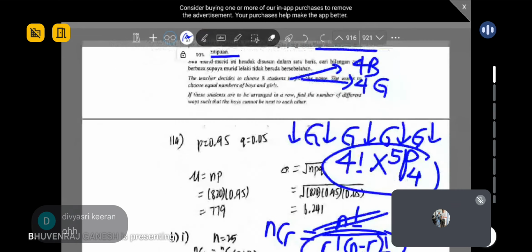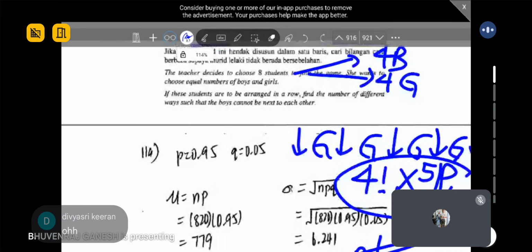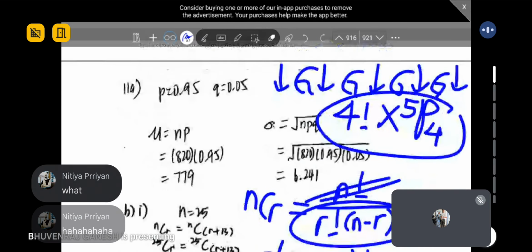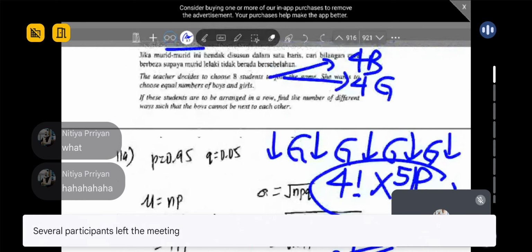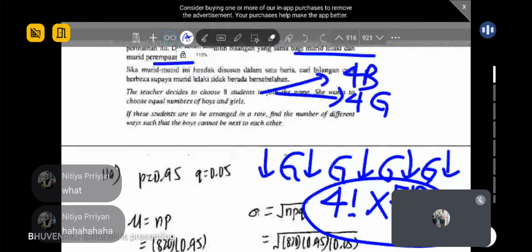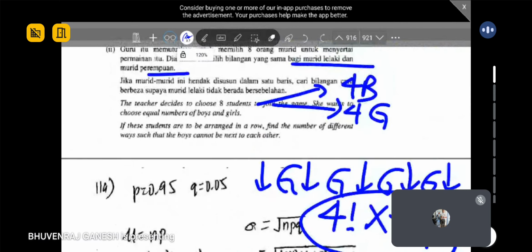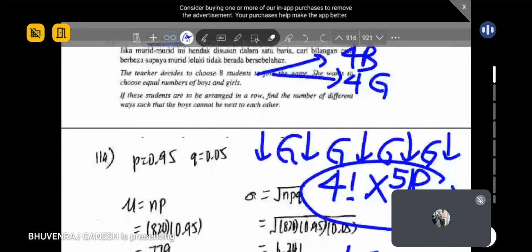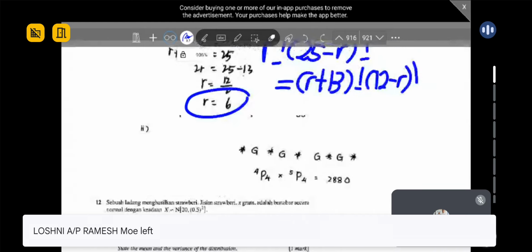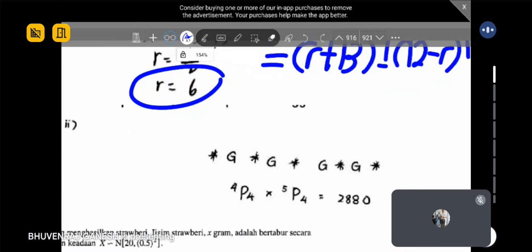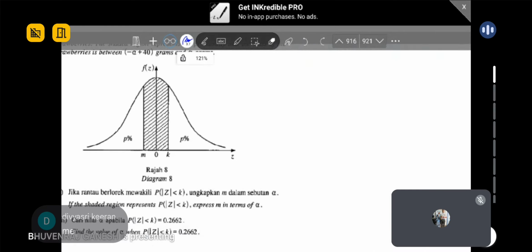Then kira jawapan saja. So simple, right? Sangat senang kan? So yeah, that's all. No need to think so complex, guys. Tak perlu fikir complex. Yang ni saja. Soalan 2. That's all. Then you just press the calculator, get the answer. Dapat jawapan. Siapa kata admit susah, guys? Kamu semua saja kata susah. You all only say very hard.